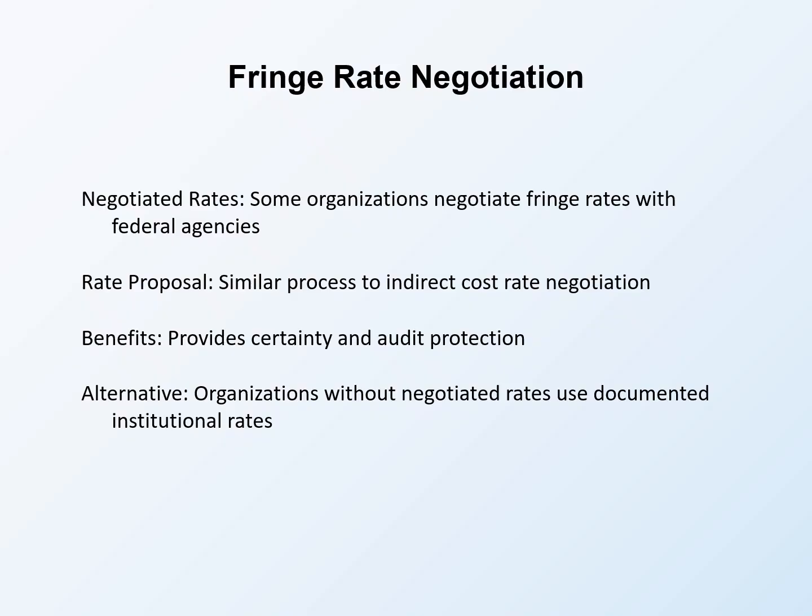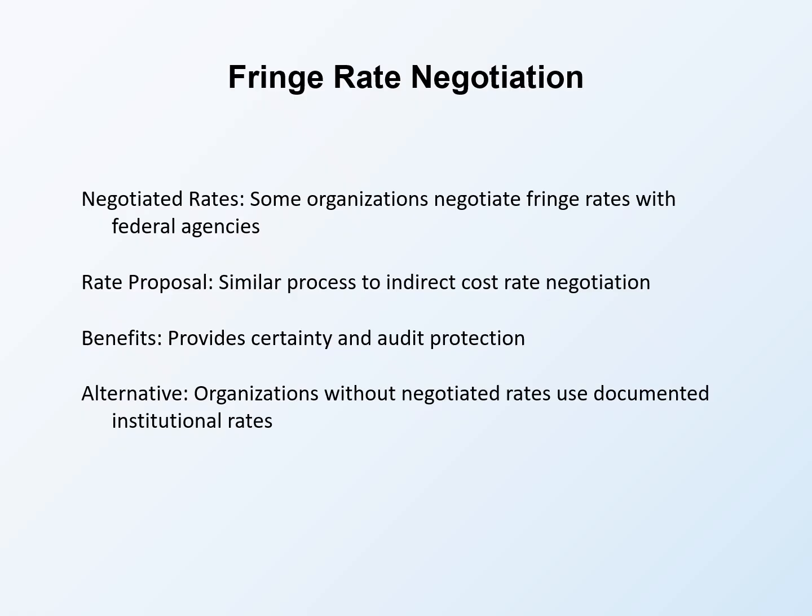Once agreed, these rates provide a defensible basis for fringe charges on all federal grants. The rate proposal process resembles indirect cost rate negotiation. The organization prepares documentation showing benefit costs by category, total salaries by employee category, and calculated rates. The agency reviews, may request additional information, and ultimately agrees on rates documented in a formal agreement. Benefits of negotiated rates include certainty about acceptable rates and protection during audits.